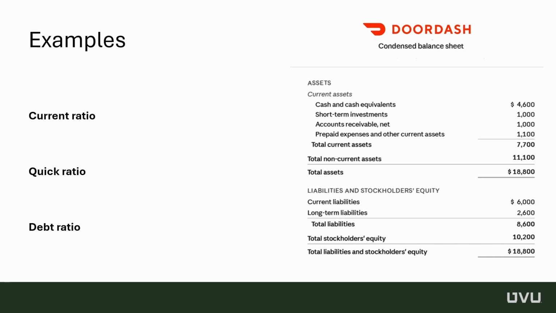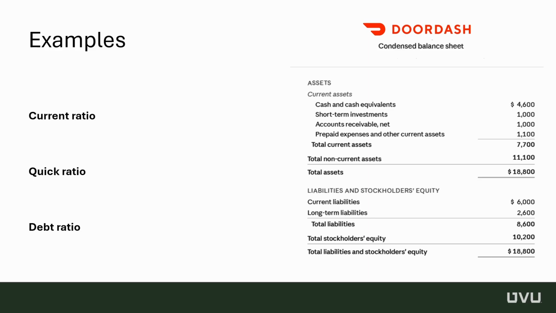All right, let's put all three of these to work with an example. On the screen is a condensed version of the balance sheet for DoorDash. Pause the video right now and calculate each of the three ratios we just discussed. More importantly, try to articulate an interpretation for each one. Imagine you're trying to explain what each ratio is telling us about DoorDash, perhaps even to your grandma, in plain language. So pause and give it a try.